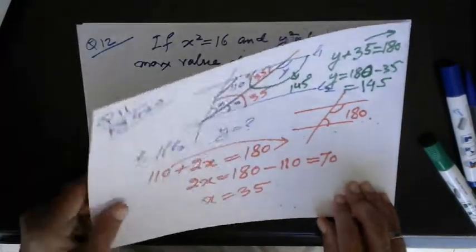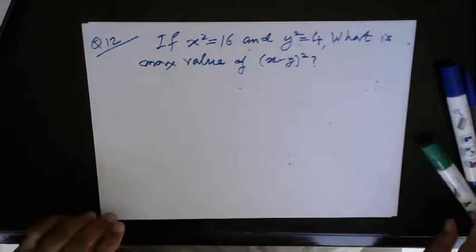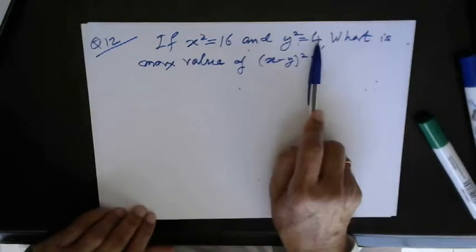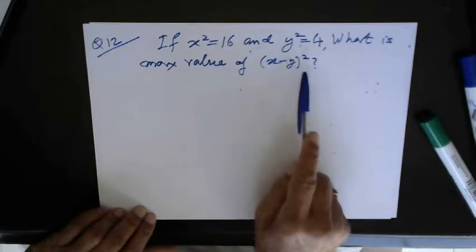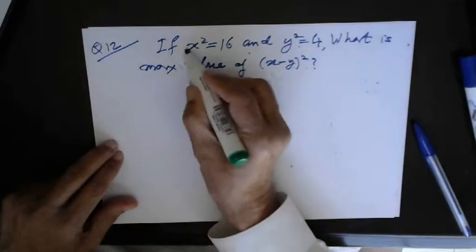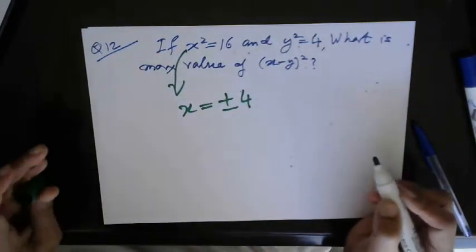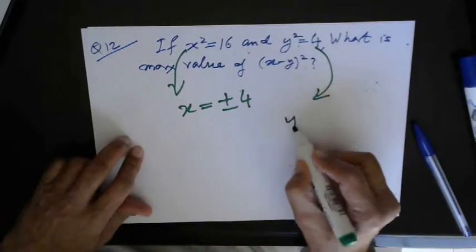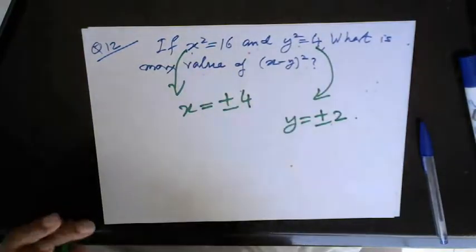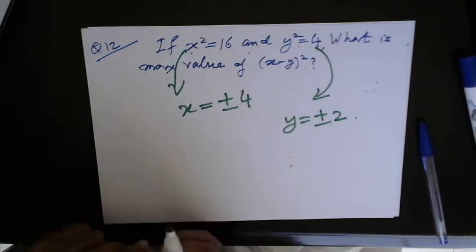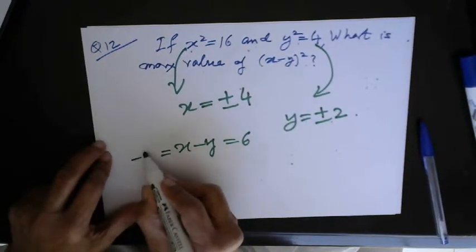Let us move on to question number 16. If x square is equal to 16 and y square is equal to 4, what is the maximum possible value of (x minus y) whole square? If x square is equal to 16, then x can be plus 4 as well as minus 4. And if y square is equal to 4, then y can be plus 2 as well as minus 2. So x minus y, the maximum value could be 6 and the minimum value could be minus 6.